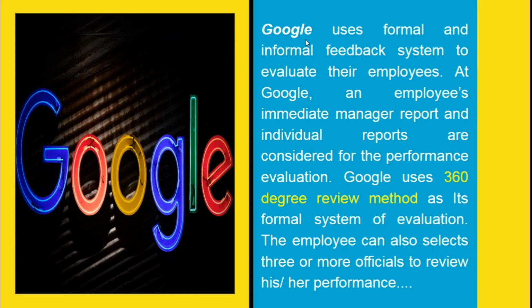Google uses formal and informal feedback systems to evaluate their employees. Here, an employee's immediate manager's report and individual reports are considered for the performance evaluation. Google uses the 360-degree review method as its formal system of evaluation. The employees can also select 3 or more officials to review his or her performance.